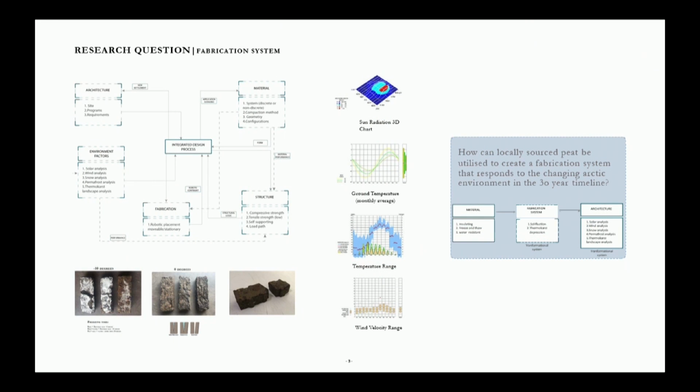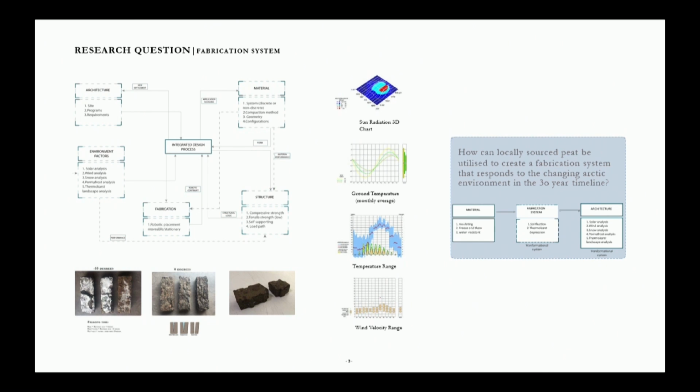Therefore, our research question was, how can locally sourced peat material be utilized to create an efficient fabrication system that responds to the changing Arctic environment in the near future? And the main challenge we faced in the project was the highly interconnected data from environmental factors, from material experiments we conducted, and also from the fabrication system which we decided to go for.